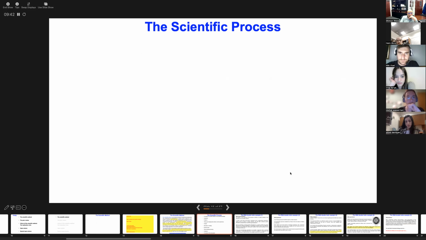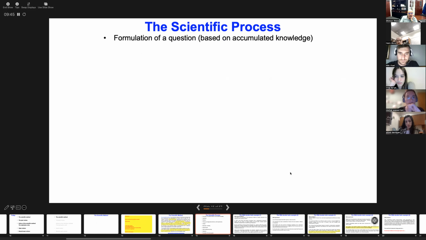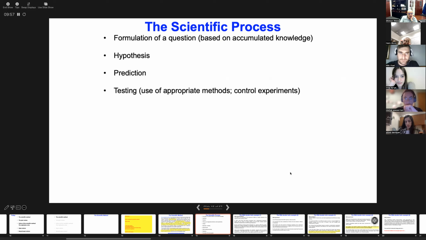So let's go through the steps of the scientific process. We have to formulate a question based on previous knowledge, put forward a new question, a new hypothesis, a prediction. Then we are going to test this prediction with an experiment or with some simulation and so on. We are going to analyze our data, deduce some conclusions. We are going to replicate and retest, and we will see that here we have a big failure nowadays.